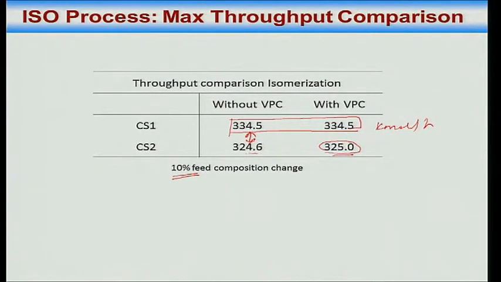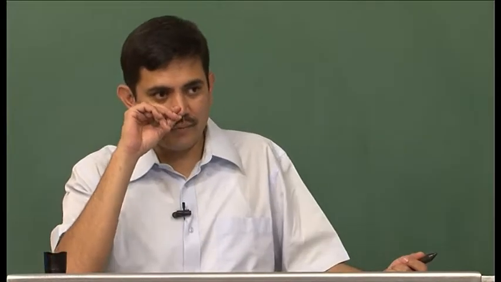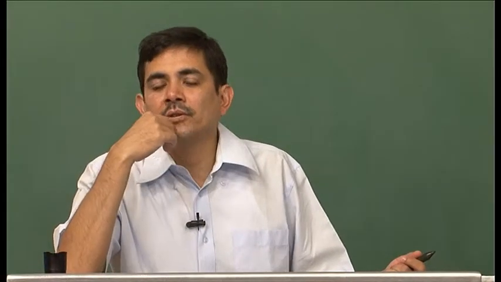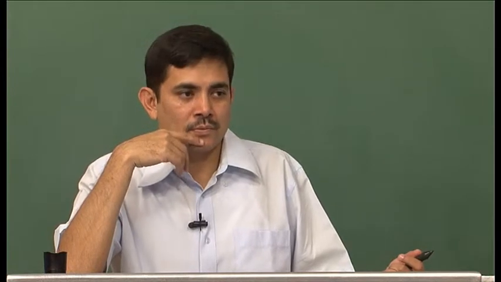How much is this? 10 kilomoles an hour on 300. So 300 per 10, how much is that? About 3%. 3% extra throughput you are getting using that control structure, using CS1. This is giving 3% extra throughput compared to this. Yes or no? If I need to operate my plant at maximum throughput, well, I'll be making 3% extra material integrated over the whole year. That's crores of extra revenue. Yeah, millions of dollars of extra revenue.